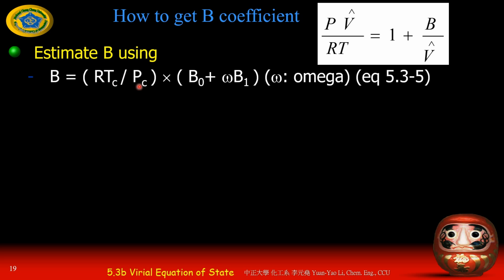Critical temperature and critical pressure, right? So if we use this to estimate nitrogen gas, or oxygen gas, you need to know the critical temperature and critical pressure of nitrogen or oxygen by checking the table.